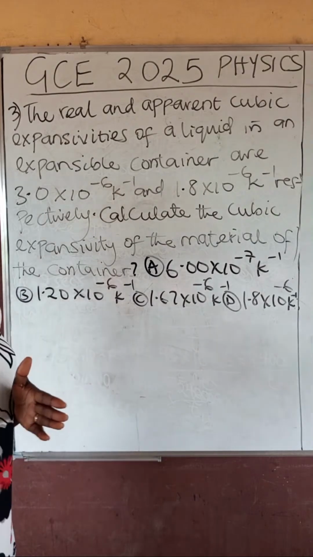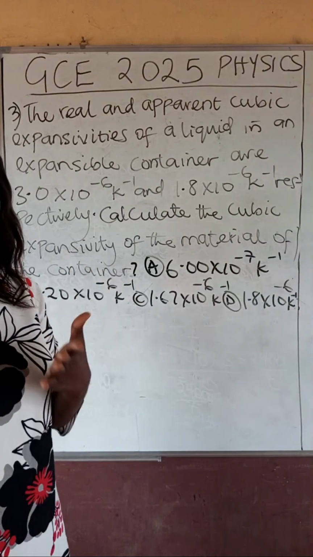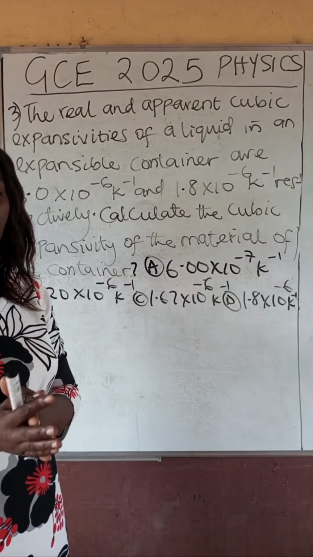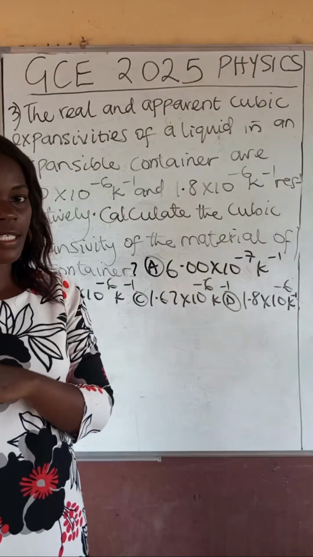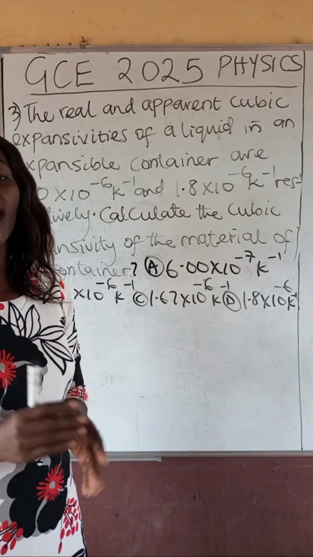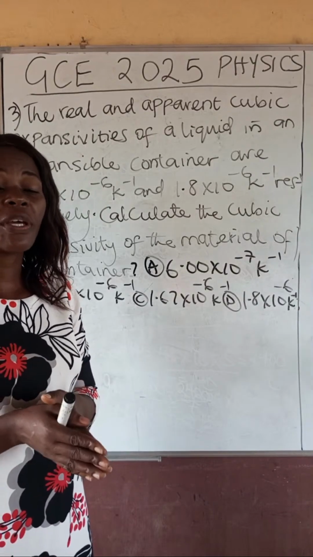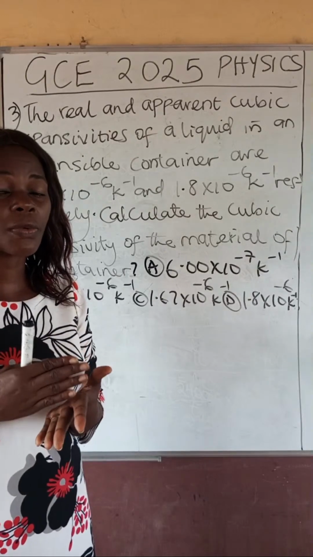Now, the first thing that will come to your mind is, what is real cubic expansivity? What is apparent cubic expansivity? The real cubic expansivity is the increase in volume per unit volume per degree rise in temperature, while apparent cubic expansivity is the increase in volume per unit volume per degree rise in temperature when the body is heated in an expansible vessel.